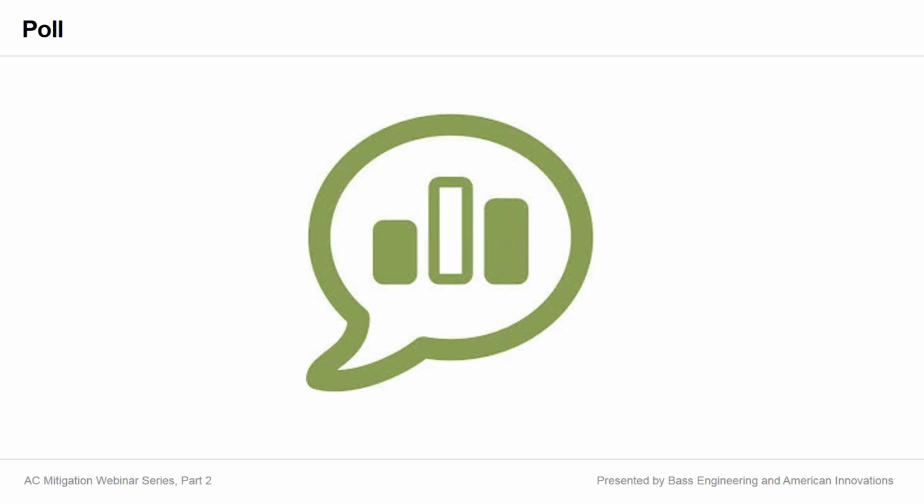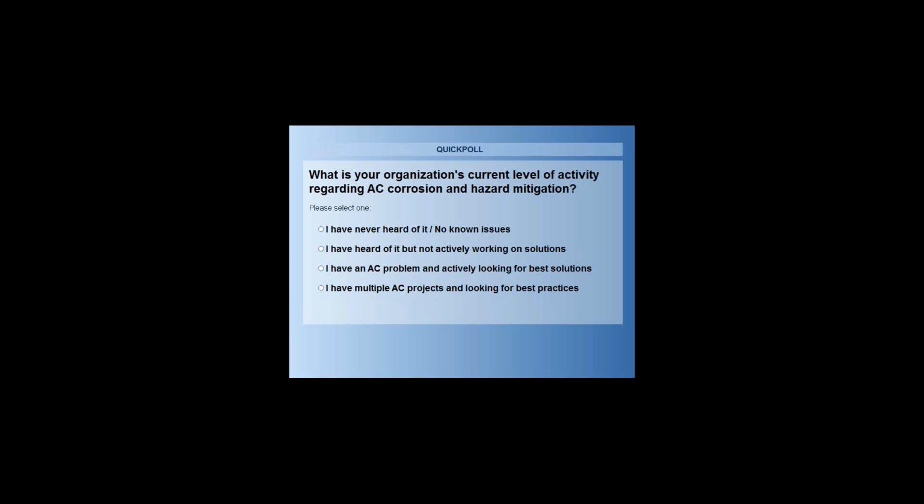With that, I'll launch our first poll of the day. What is your organization's current level of activity regarding AC corrosion and hazard mitigation? You have a variety of different options, from you've never heard of it or you have no known issues on your system, to you've heard of it but not actively working on solutions, or you already know you have an AC problem and you're looking for best solutions to mitigate this problem, or you have multiple AC projects ongoing and you're looking for best practices. So while you fill out the poll, I'm going to hand it over to Clay.